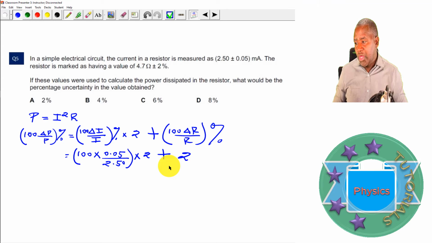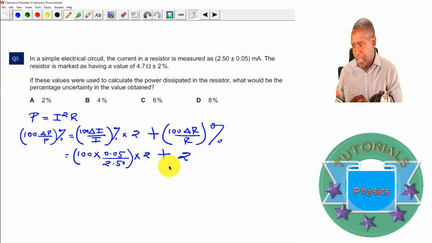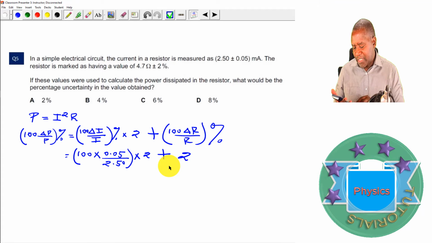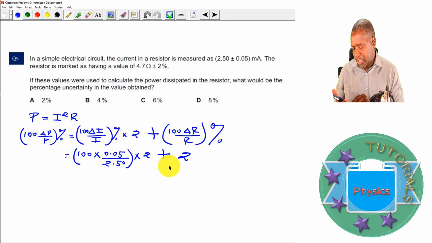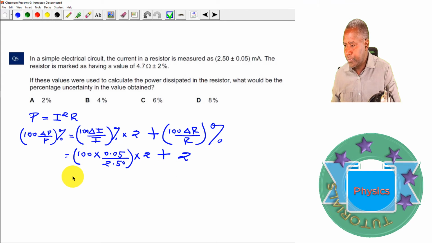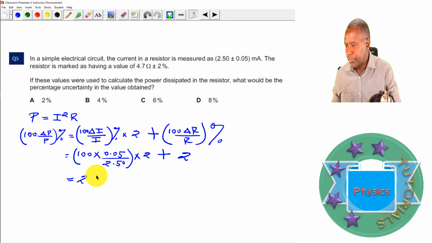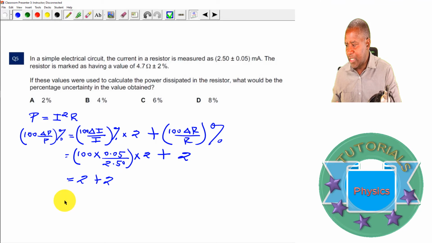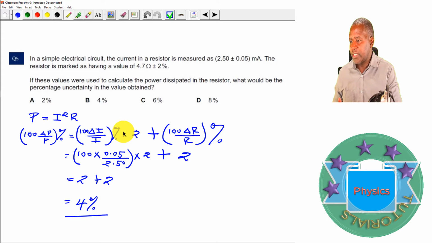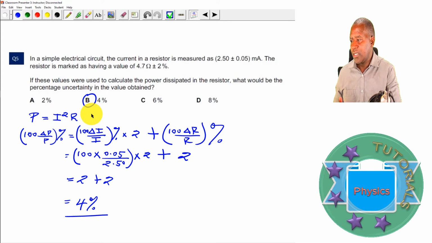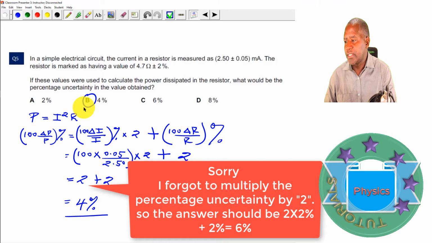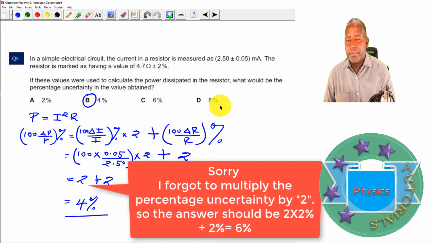So let's see what we get. 100 times 0.05 just gives us 5. We divide that 5 by 2.5 and we get 2. And there is this other 2, and that gives us 4%. And that is how the answer becomes 4. Again, that one is as simple as that.